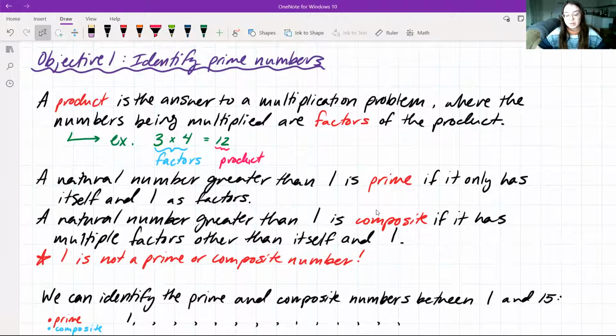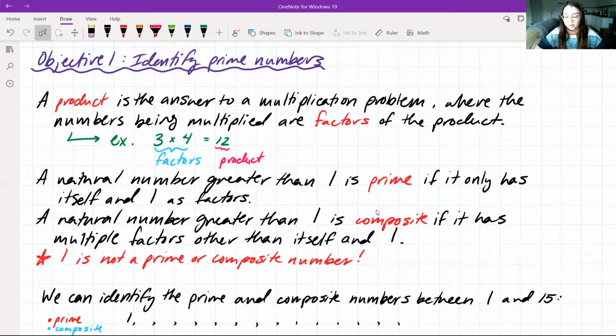A natural number greater than 1 is prime if it only has itself and 1 as factors. So it would be prime if the factors would only be 1 and that number. For example, 13 is a prime number. Its only factors are 1 and 13, since no other natural numbers multiplied together give 13. I'm not talking about decimals or anything like that.